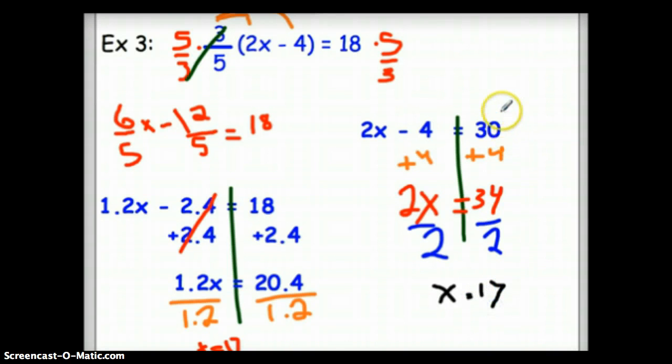Only difference is I didn't have to pull out a calculator to figure things out on the equation on the right. On the left, I had to kind of think about it a little bit more. Not impossible, but quite a bit easier to do this stuff on the right.